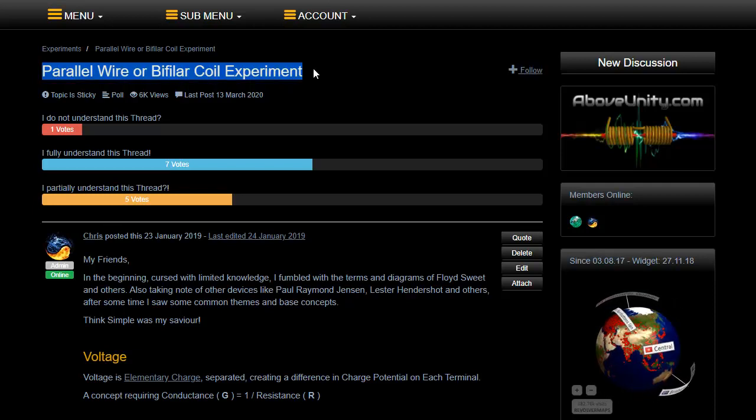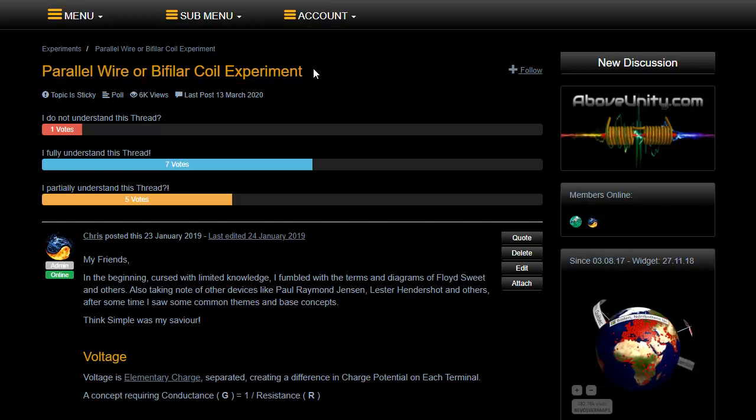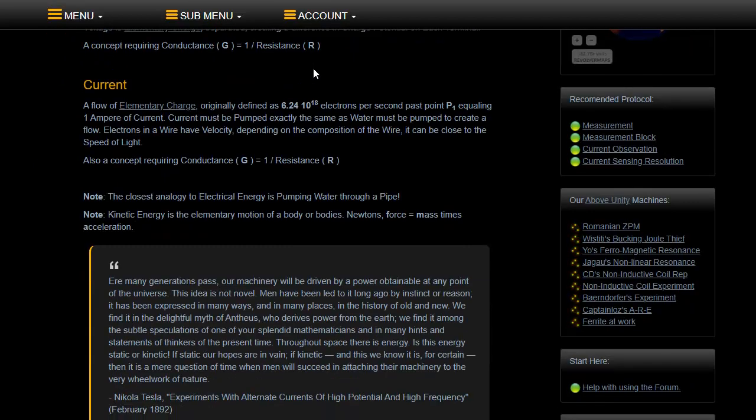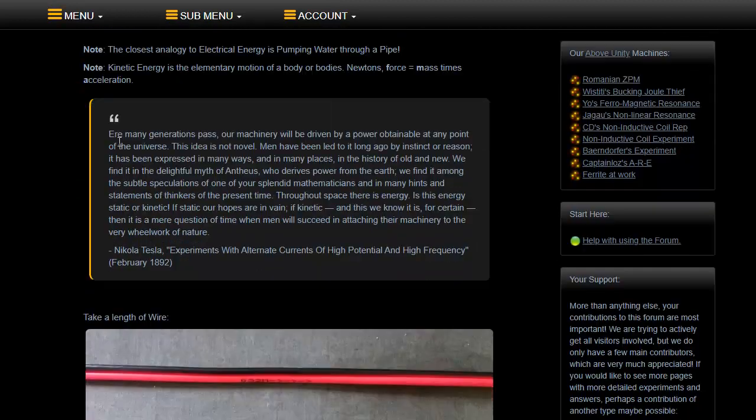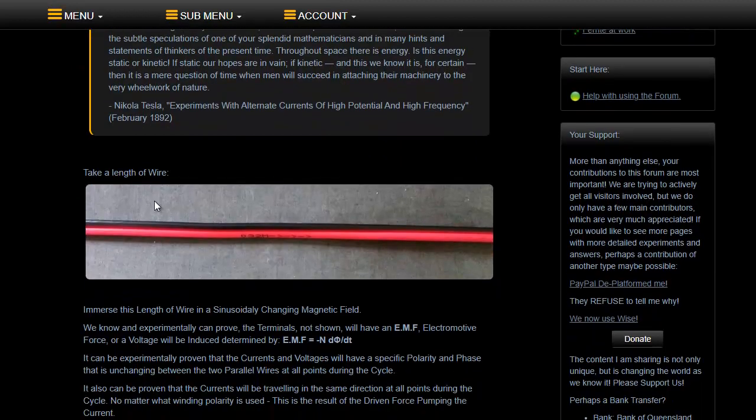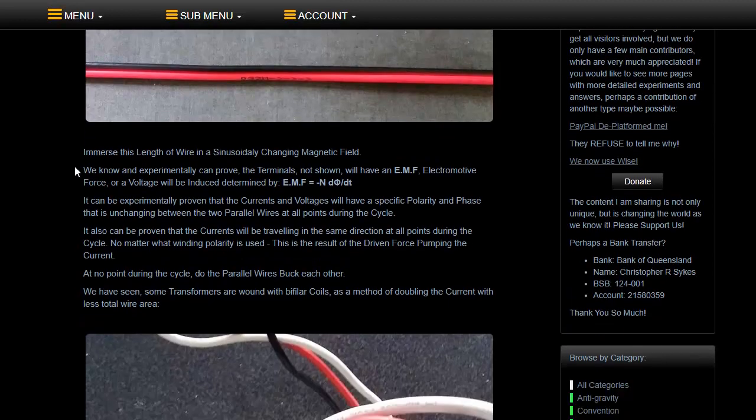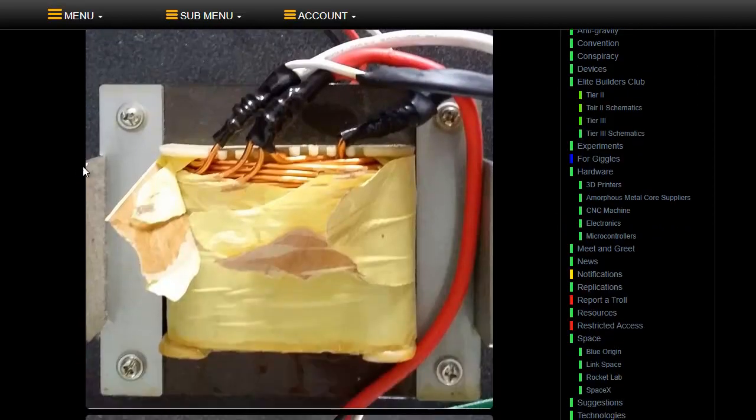Anyway, parallel wire or bifilar coil experiment. This was sort of the precursor to me doing the asymmetrical regauging experiment. I really wanted people to understand certain things before we tackled the asymmetrical regauging experiment, which we're going to look at a little bit more later in this video or in the next video. So it's worth having a read.